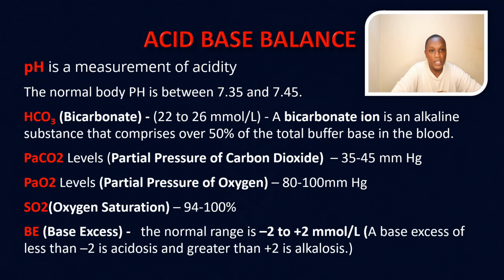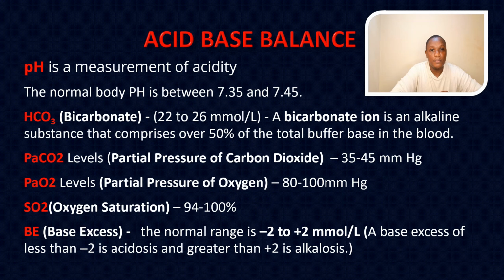Number one is the pH. pH is the measure of acidity. The normal body pH is between 7.35 to 7.45. The other thing is bicarbonate, HCO3. Bicarbonate levels should be between 22 to 26 millimoles per liter. A bicarbonate ion is an alkaline substance that comprises over 50% of the total base in the blood.